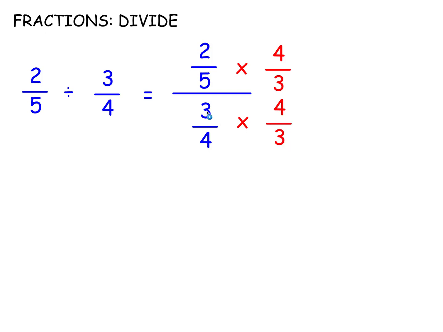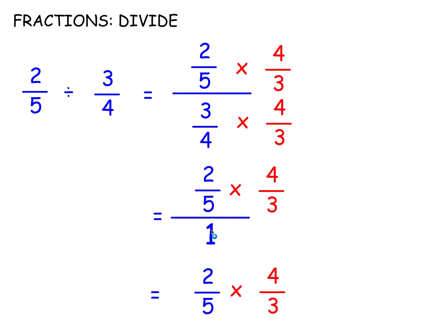4/3. When you multiply a fraction by its reciprocal, that's the fraction flipped upside down, you get them to cancel down to 1. This is 12 over 12, which is 1. So 3/4 times 4/3, a number times its own reciprocal, will give you 1. And that becomes, the top line, 2/5 times 4/3, all over 1. Well, if it's all over 1, it's just 2/5 times 4/3.